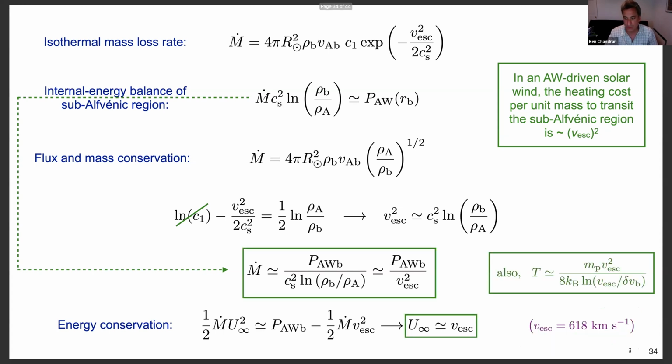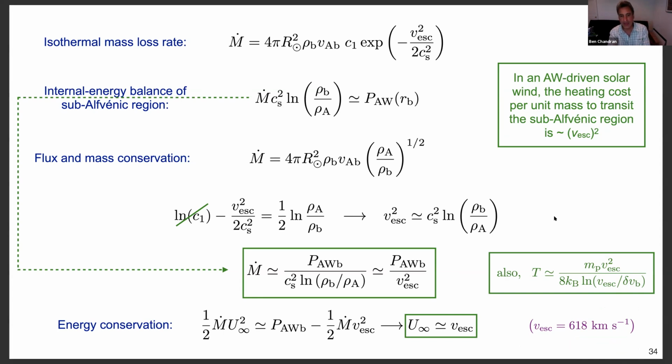Another couple lines, and I won't go through this because time is short, can give us the temperature calculation for the corona in terms of the RMS velocity of the Alfvén waves at the coronal base. That simple calculation is contained in the first few pages of that paper. It's just a couple of lines.